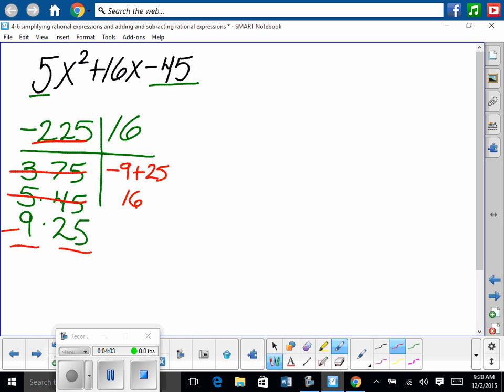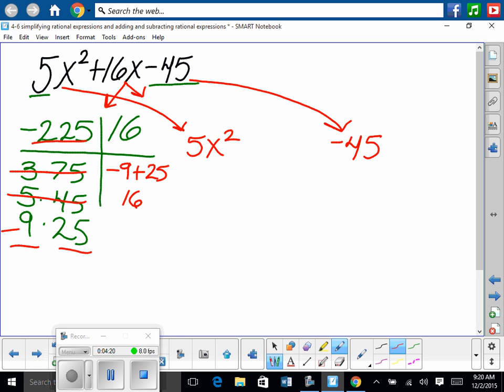So now we have to drop and break. Drop and break. We drop down our first term, so we drop down 5x squared. We drop down negative 45. I should have done that over to the side better. So we drop, and then we're breaking down our middle term. We're rewriting positive 16x as negative 9x and positive 25x. Don't forget the x part. So negative 9x, positive 25x.